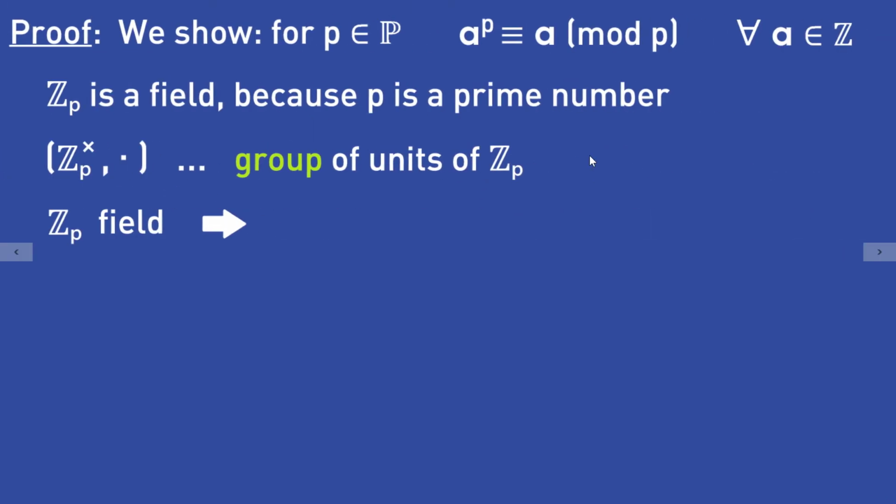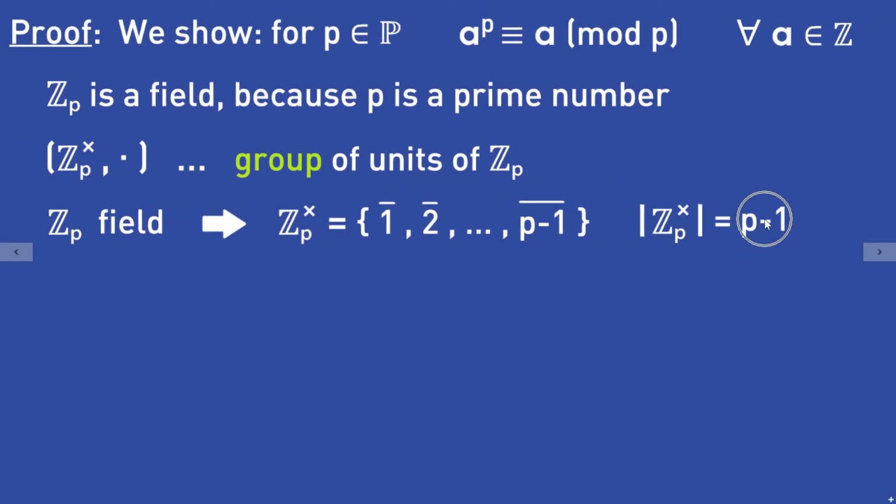Because Z_p is a field, every element of Z_p apart from the zero element has a multiplicative inverse. That means the group of units Z_p cross looks like that. Because Z_p is a field, it contains all the elements of Z_p that are not the zero element. Therefore, the unit group contains p minus 1 elements.